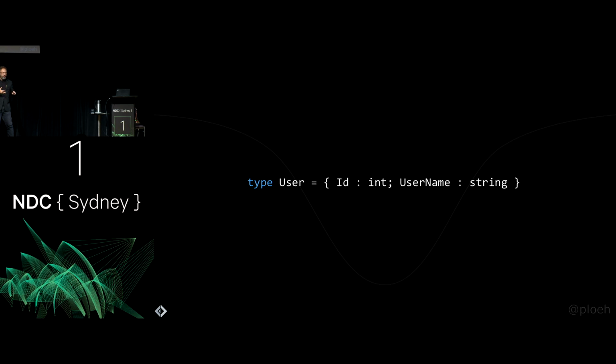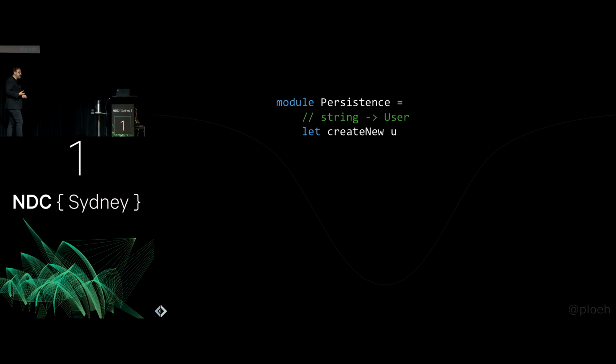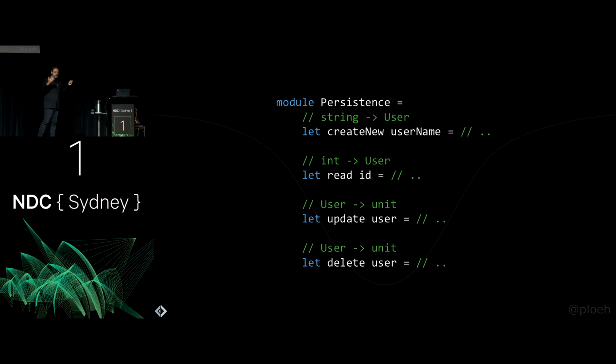And if we want to do things with the user, if we want to save it into a database or something, we can create a module, which is a collection of functions that either take user as an input or return user as output, or maybe even do both.